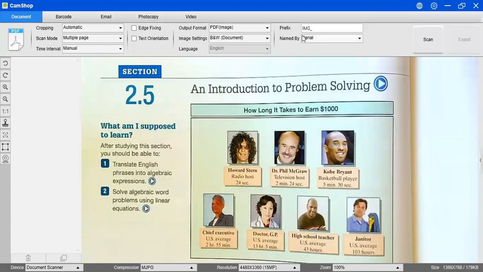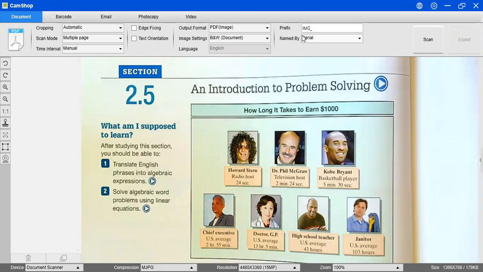We're going to start section 2.5. This is a section that is going to be very important for you to start working on problems related to real life world problems. So this is an introduction to problem solving. This is on page 156. This is just about translating English sentences into equations.